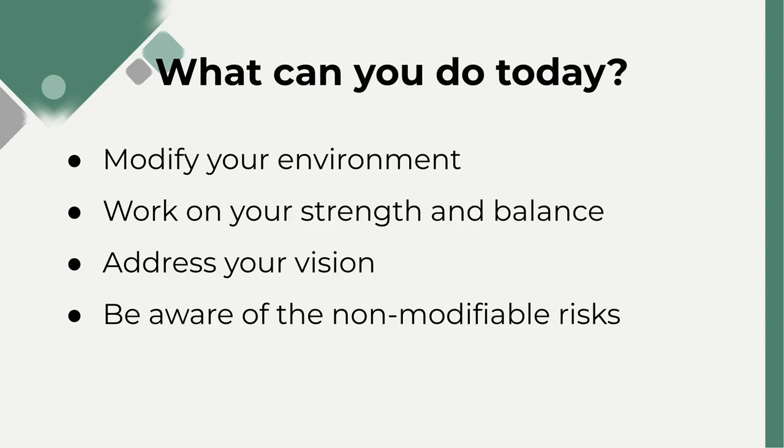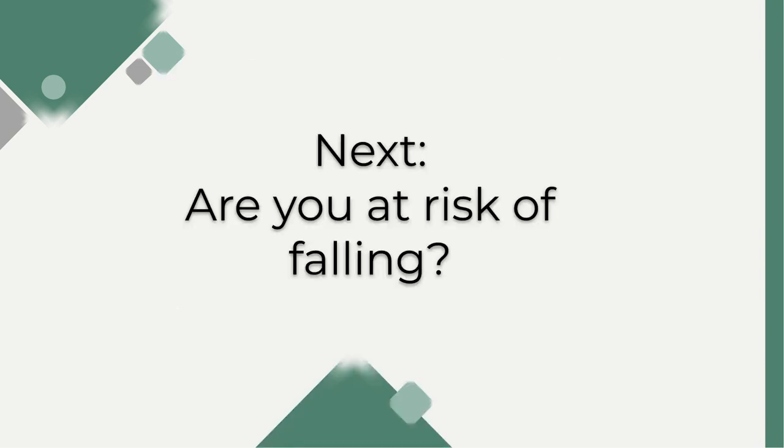You can also address your vision. A lot of falls in older adults are due to vision problems and not seeing obstacles and hazards. So schedule regular eye appointments and make sure that you're using the correct prescription if you wear glasses. And then finally, be aware of the non-modifiable risks. Now, in our next lecture, I'm going to talk about a couple tests that you can do at home to determine your personal risk of falling.